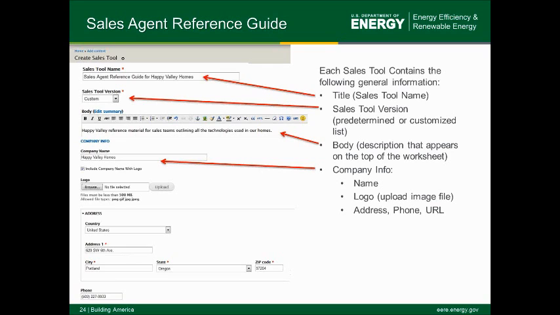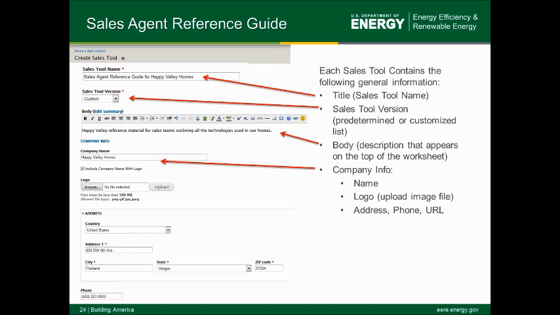The next thing you'll see is the body text. This is not a required field. This gives you the ability to add some text, whatever it is that you want. If you want it to be a message about your company, if you want it to be instructions for your sales team, anything you want to add, you can add in there.